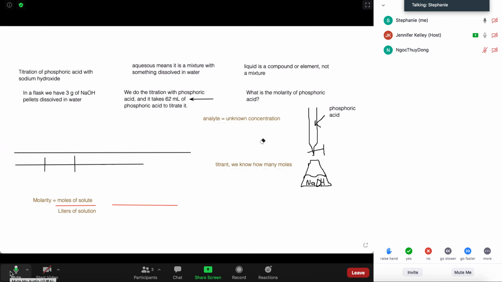Professor Kelly, I remember in class you were talking about how we can use M1V1 equals M2V2. Is that for when it's a given? We can only use it if we have a 1-to-1 ratio with everything. 1-to-1 ratio with everything. Okay, yeah.